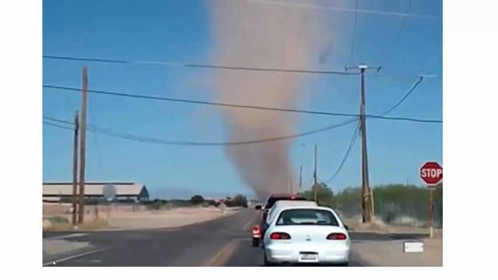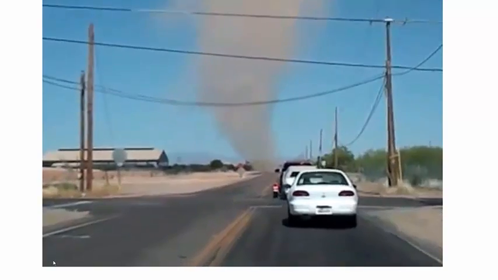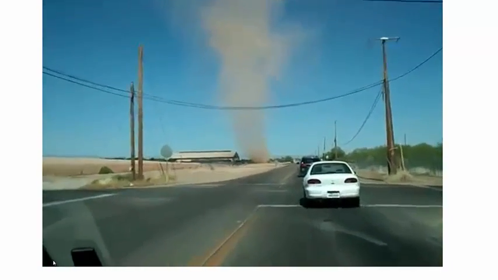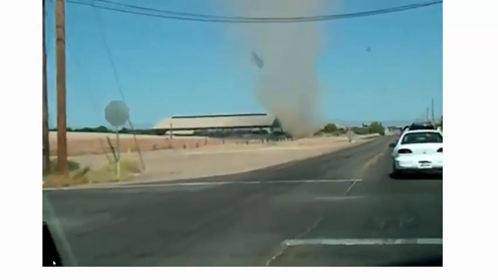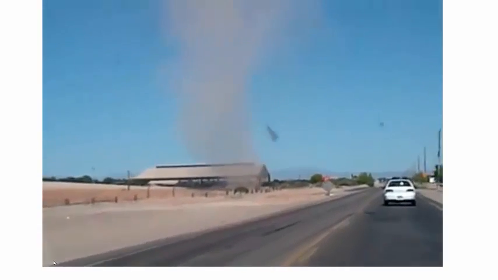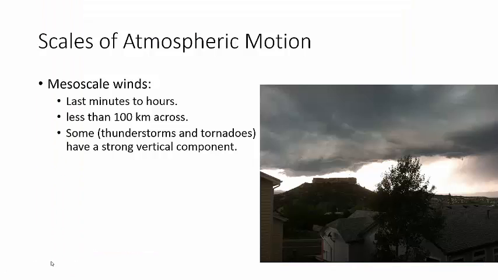Here it is crossing the street. So this is more of a mesoscale. It doesn't look very dangerous. Driving by it doesn't appear to affect anything else. Does it do any damage to the barn? Not really. The barn weakens it a little bit there. Mesoscale winds last minutes to hours, so you can kind of see that way. That one's probably a mesoscale.